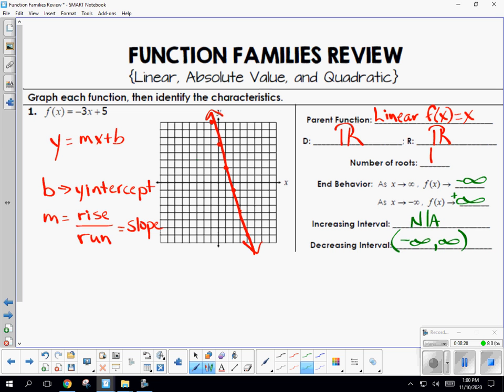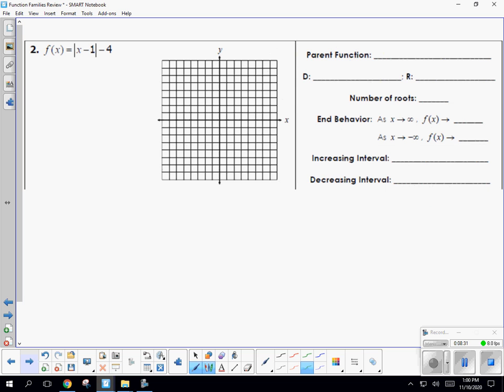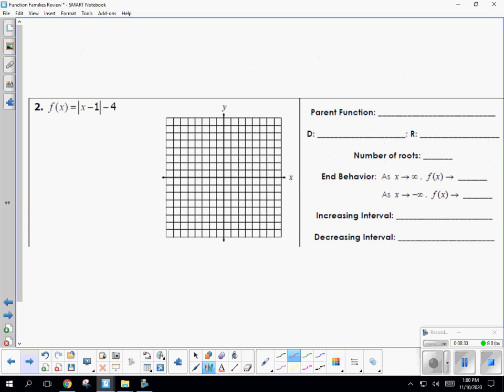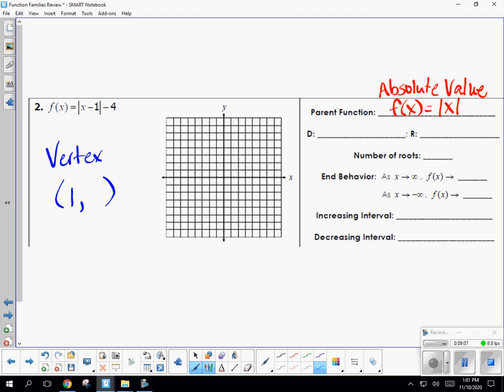All right, let's take a look at number 2. This is an absolute value equation, and its parent function looks like this. Let's draw this one. This absolute value equation is in vertex form. We can pull the vertex right from our equation. And the vertex of this particular absolute value problem is going to be (1, -4).